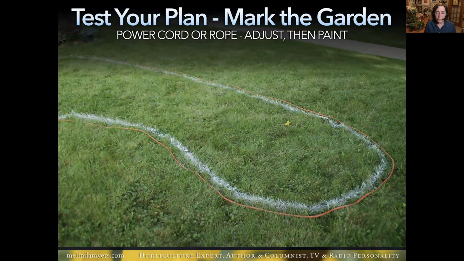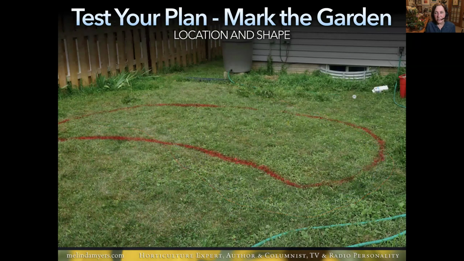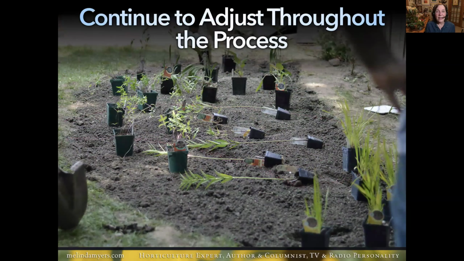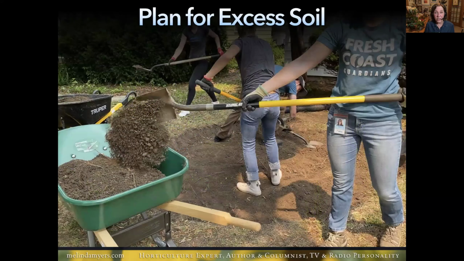Then when you've got your idea of where you want the garden, use a power cord or rope or something to mark the bed. Once you can move that, kick that around, you feel happy, then you can mark it with paint, and that will make the digging much easier. And then, you know, there have been times I've had to use several colors of paint because I'm like, oh, this isn't working. I thought it was good until I painted the line. And then you're going to continue to adjust throughout the process. When you get those plants, you start laying them out. Don't worry, you'll probably be adjusting. But when you're getting ready, plan for that excess soil.